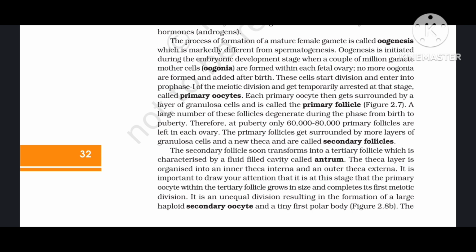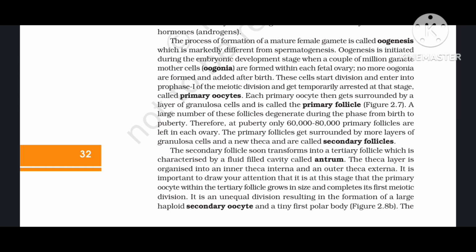These cells start division and enter into prophase I of the meiotic division and get temporarily arrested at that stage, called primary oocytes. Each primary oocyte then gets surrounded by a layer of granulosa cells and is called the primary follicle. A large number of these follicles degenerate during the phase from birth to puberty.